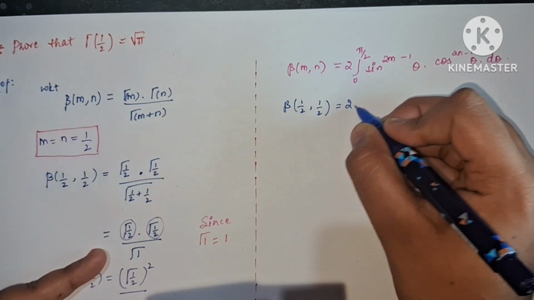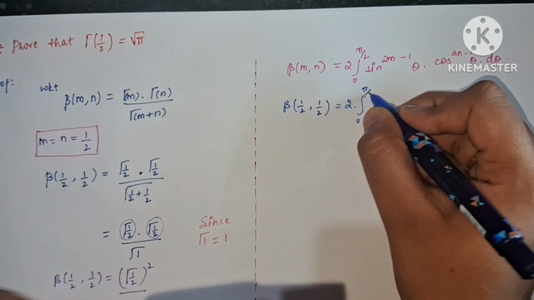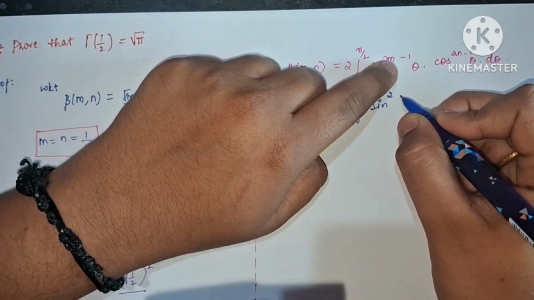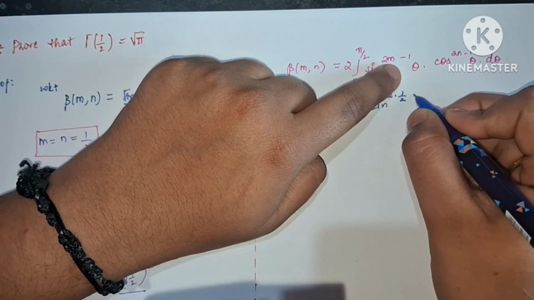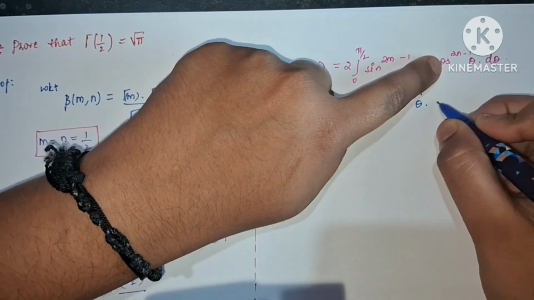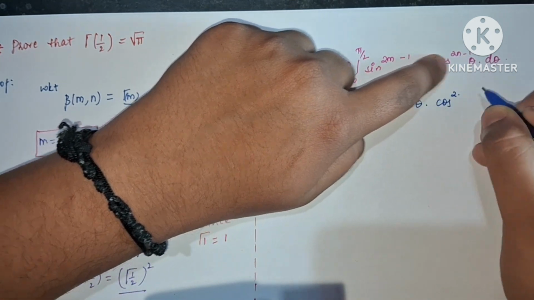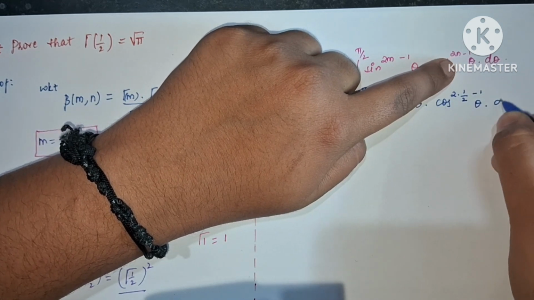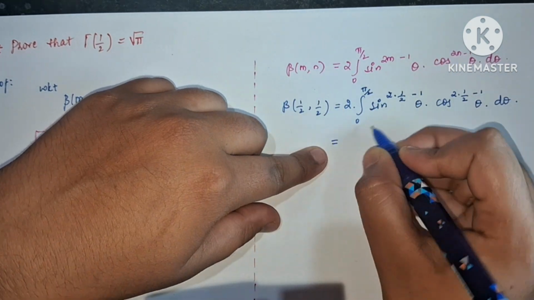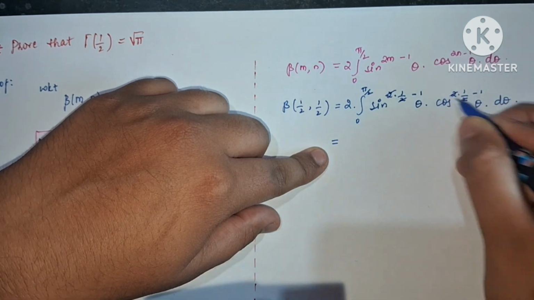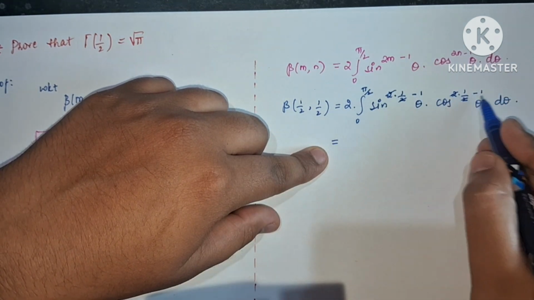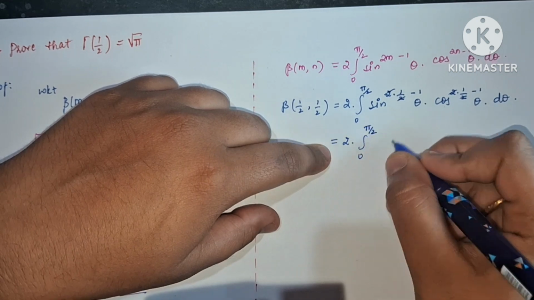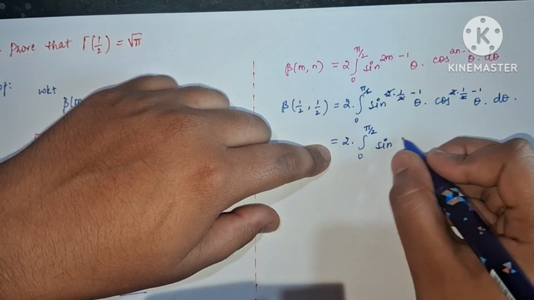So this becomes 2 times integral 0 to pi by 2 sine to the power, in the position of m I am substituting 1 by 2, 2 into 1 by 2 minus 1 theta, into cos to the power 2 into, in the position of n also I am substituting 1 by 2, minus 1 theta d theta. Clear? Next. So here 2 and 2 get cancelled, here also 2 and 2 get cancelled, 1 minus 1 is 0, here also 1 minus 1 is 0. So this becomes 2 times integral 0 to pi by 2 sine to the power, 1 minus 1 is 0, right?